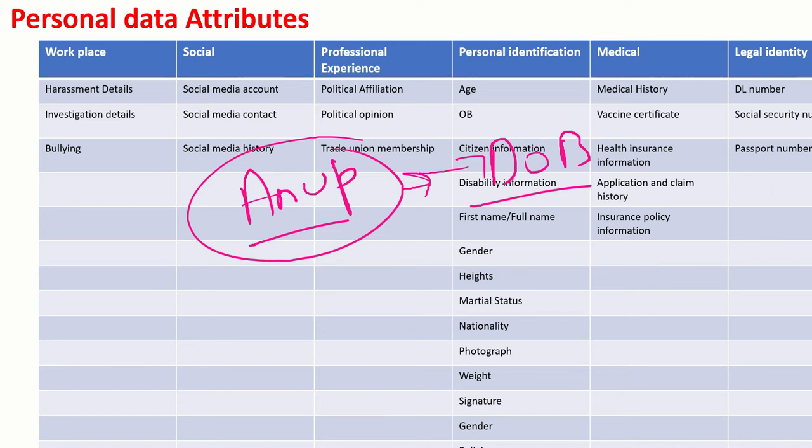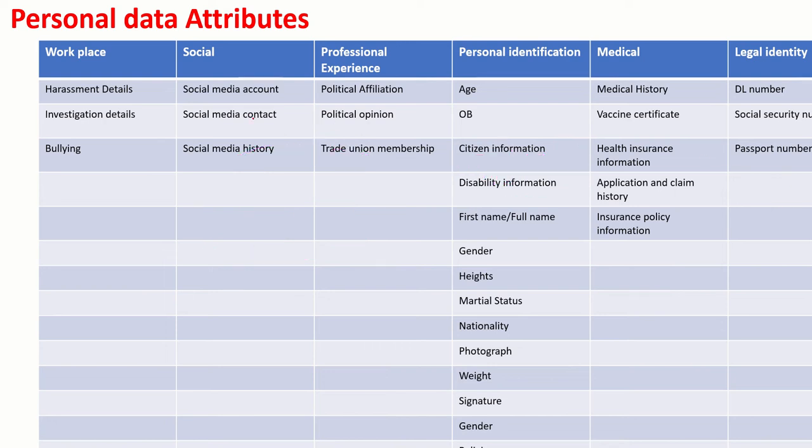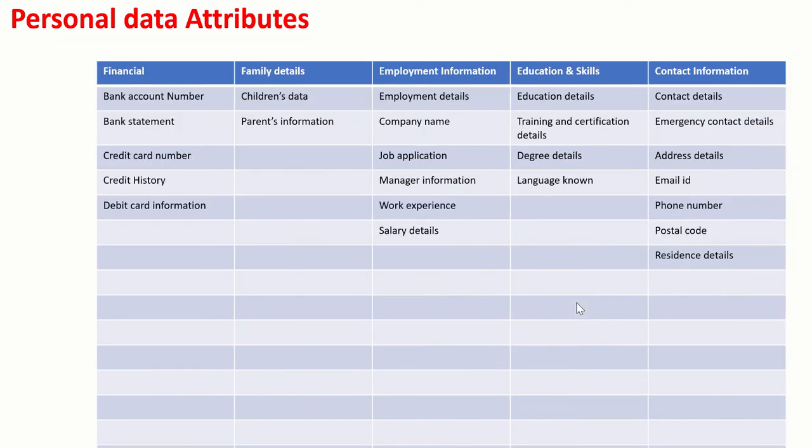In the same way, there are your professional experiences, your social media account related details, your medical history, your vaccination certificate, your health information; these also come under personal information. If I talk about your legal identity, your DL number, your passport number, your Aadhaar card number, your PAN card number, these also come under personal information. Your financial details: your bank account number, your bank statement, your credit card number, your credit history, your debit card information. Your family: your children's data, your parents' information. If you are a working professional, your employment related information, your educational and skill related information, and your contact details. All these things come under personal information.